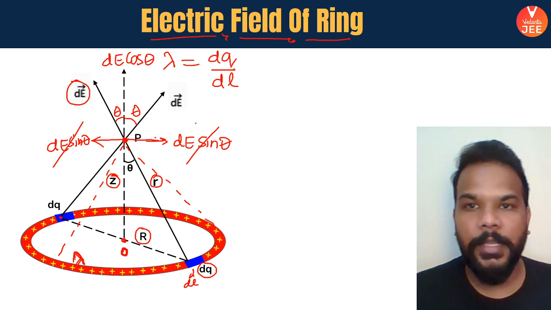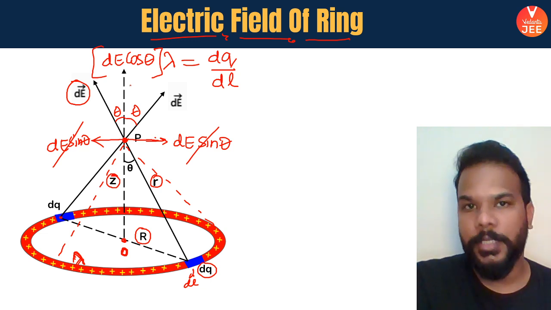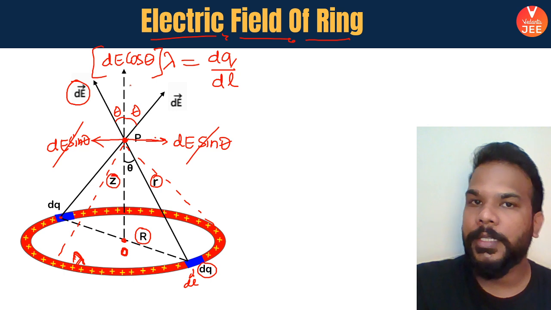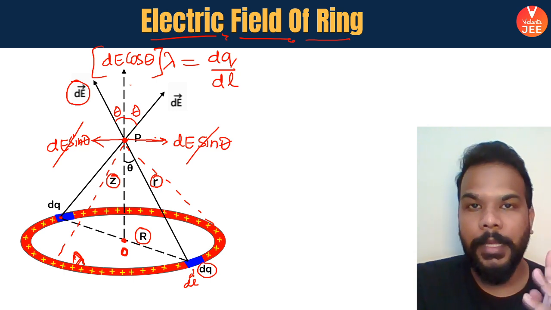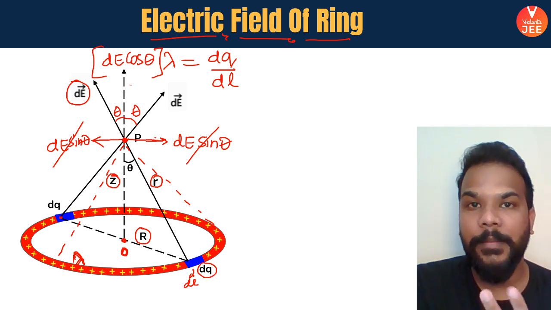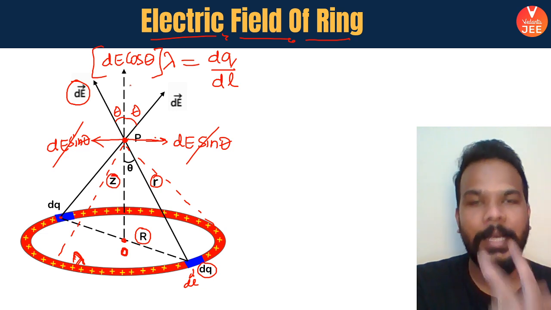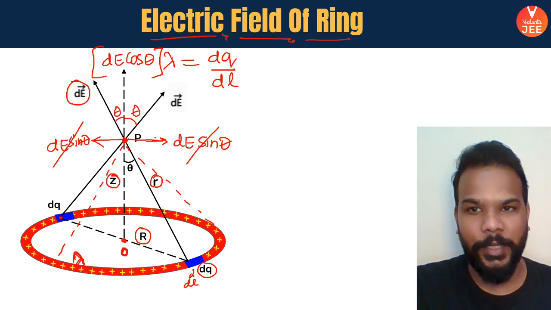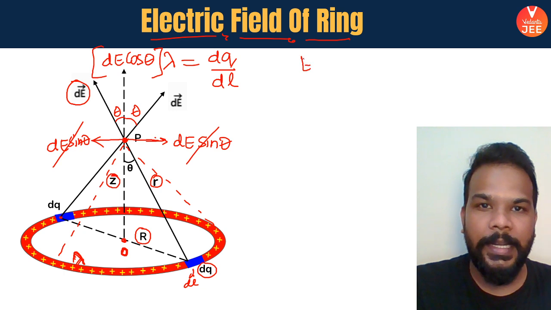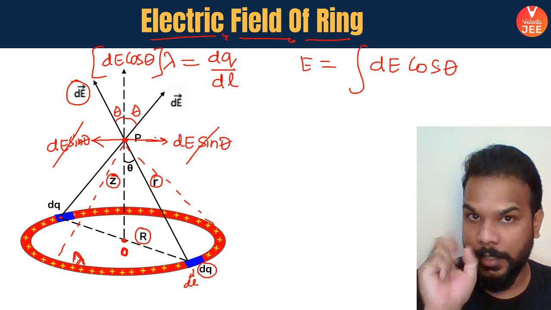First confusion that I have seen many times with students: you might think, why did sir not write 2 dE cos theta? Because there are not only two elements present on the ring. There are infinite such elements. So I'm going to add all the dE cos thetas, not just 2 dE cos theta, I'll add n dE cos thetas. So the net electric field is going to be the integral of all such dE cos thetas, not 2 dE cos theta. Remember that.